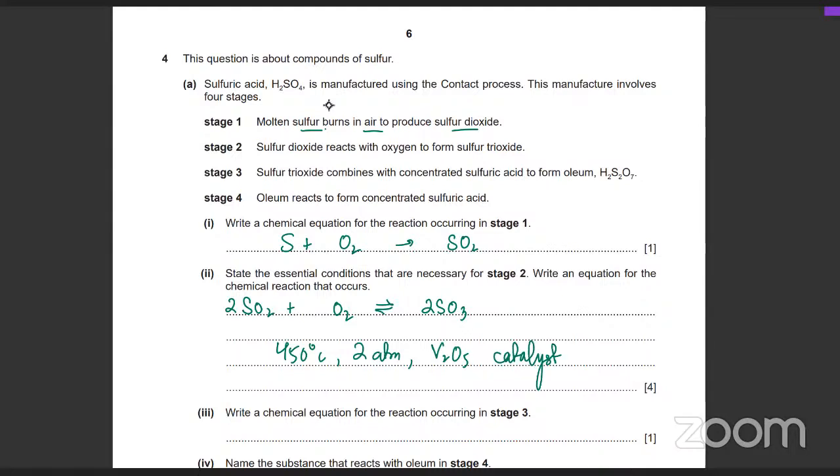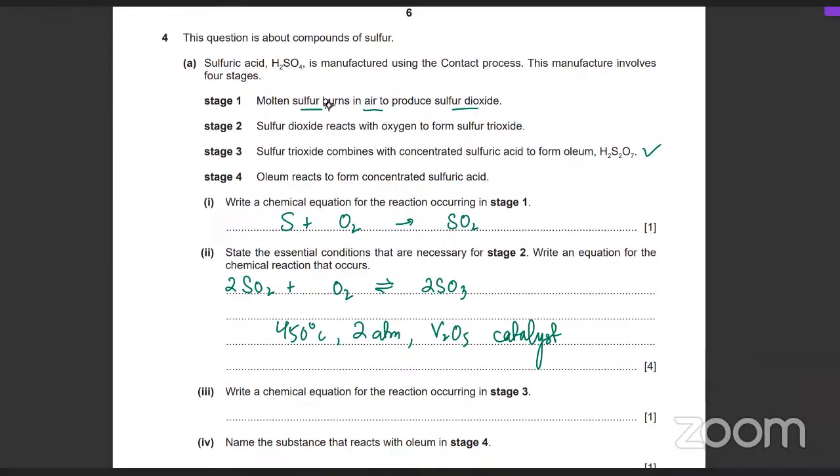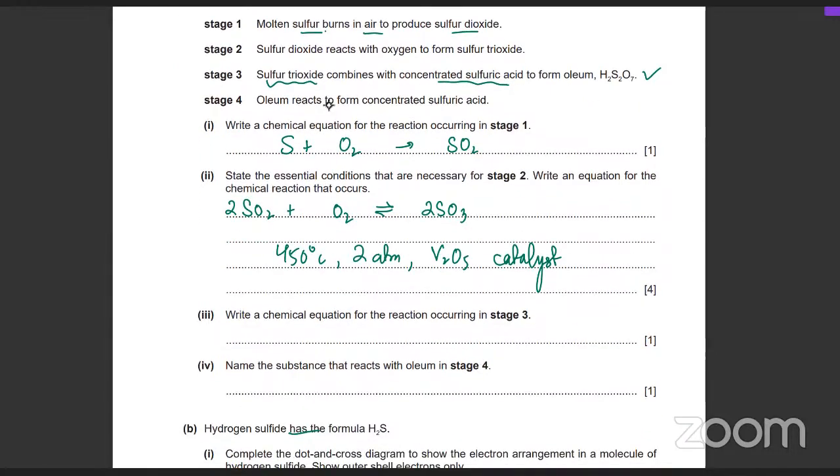And then you have to write a chemical equation for reaction number 3. So he says that sulfur trioxide combines with sulfuric acid to form. So sulfur trioxide is SO3, combines with sulfuric acid, which is H2SO4. And what does it form? He's given you oleum, which is H2S2O7. Name the substance that reacts with oleum in stage number 4. So in the end, the oleum that is formed is diluted with water, and it turns into sulfuric acid.